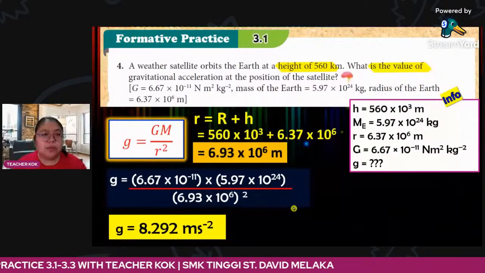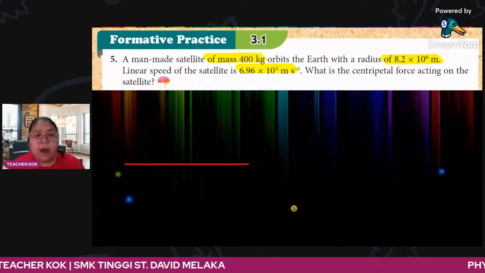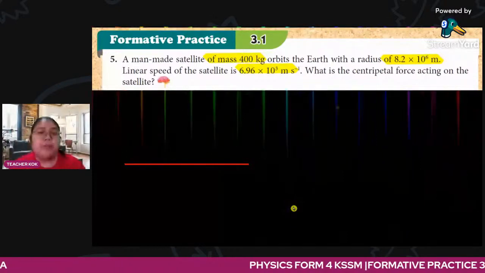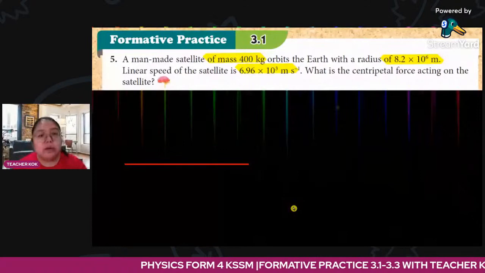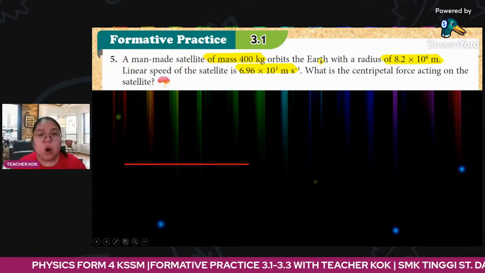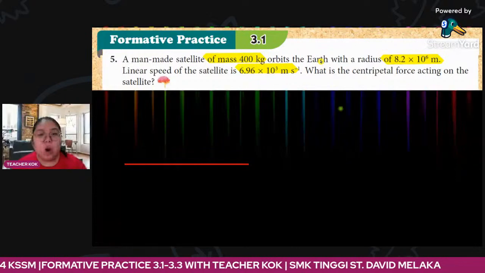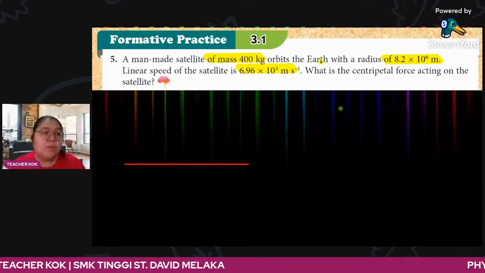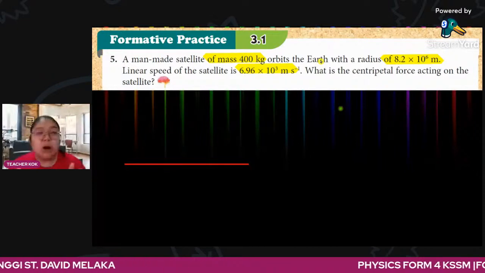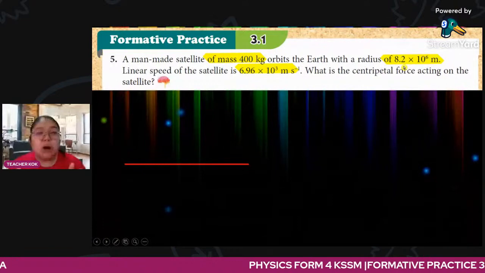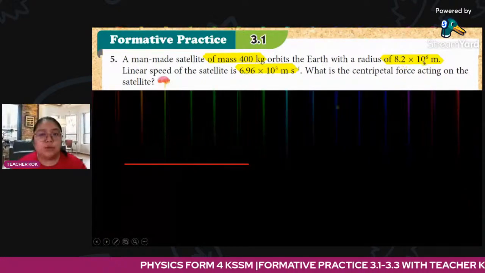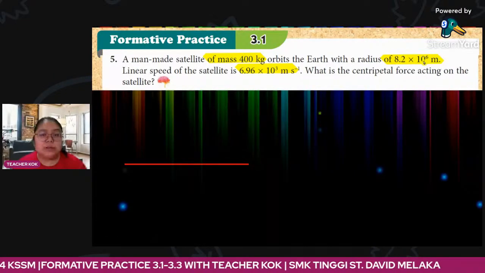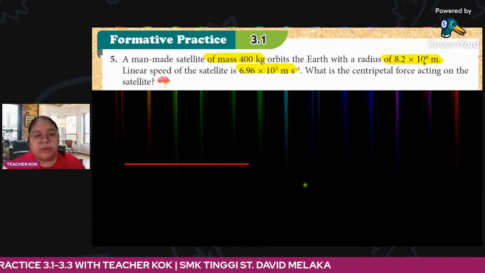Question number 5. There is a man-made satellite, also a satellite. The mass is 400 kilograms. After that, they orbit the Earth. The question never provides the height, so we just assume they orbit at the surface. They straightforwardly tell you the radius. The radius is 8.2 times 10 power of 6. That means they calculated it for you. Orbiting the Earth, the radius from the Earth to the satellite is already provided.